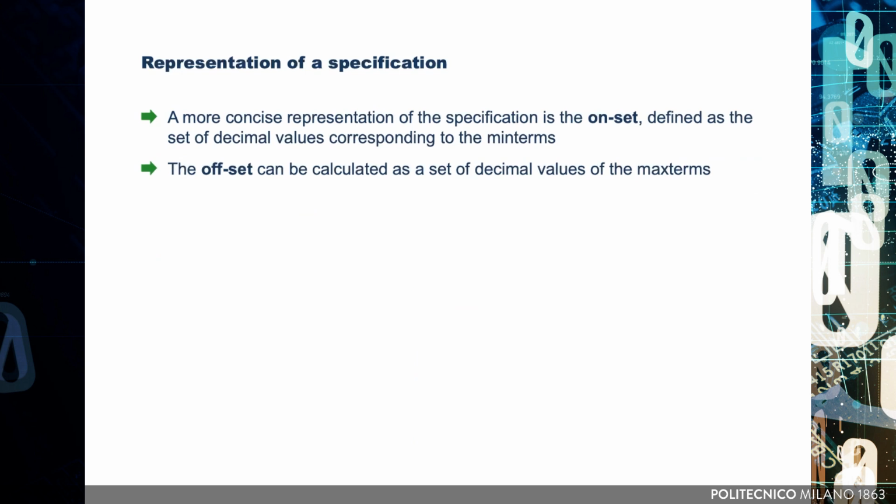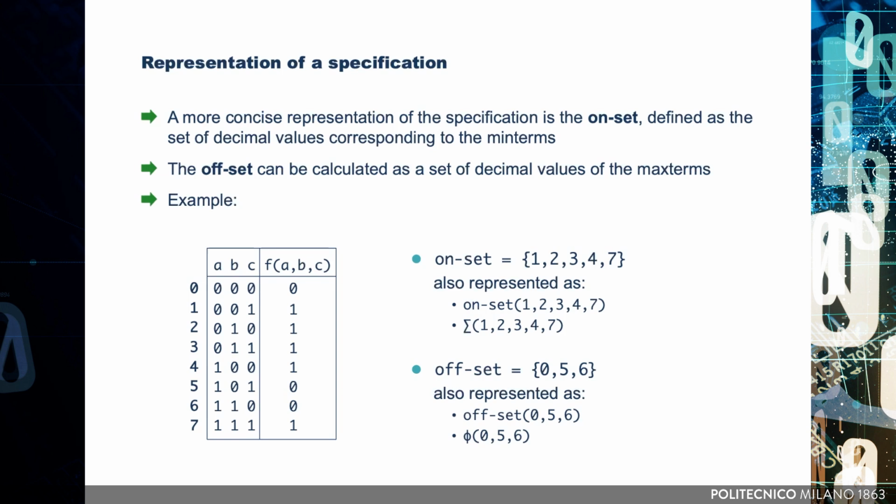A more compact version consists of specifying the onset, defined as the set of decimal values corresponding to the ones of the function, that is, the minterms. Dually, we can specify the offset as the set of maxterms. Onset and offset form a partition of the truth table. Here is an example of a truth table along with the corresponding onset and offset.